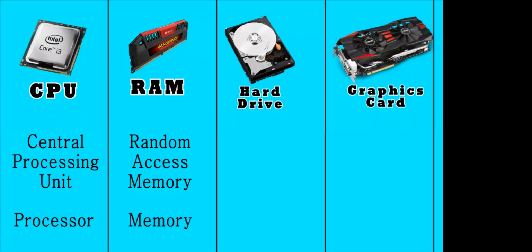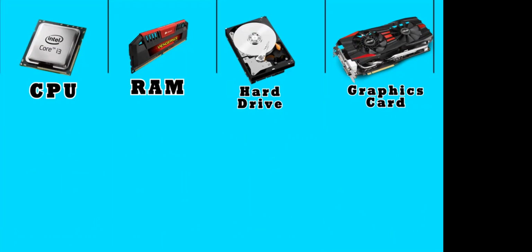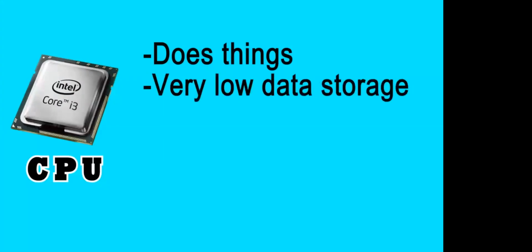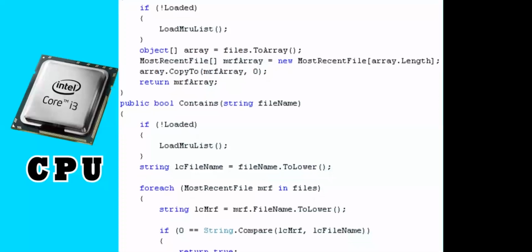A hard drive is often referred to as a disk drive or storage. And a graphics card is also known as a GPU or graphics processing unit. For this explanation, I'll be using the terms CPU, RAM, hard drive, and graphics card. So let's start with the CPU. The CPU is where your computer does things. It isn't really capable of storing very much data at all, but it's very good at doing things with data. Quickly reading it, arranging it, doing the type of quick and massive calculations needed to run your programs.